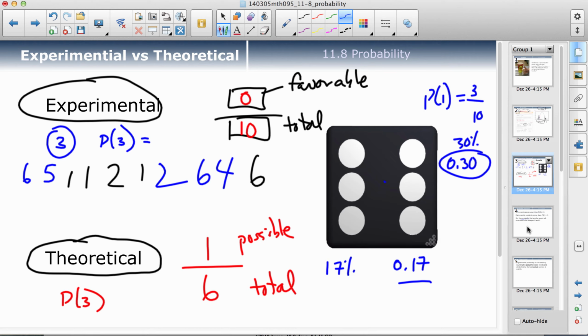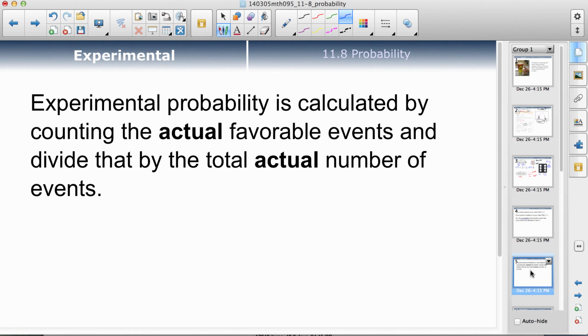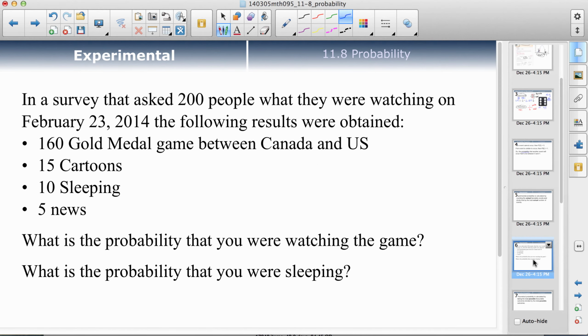Okay, you're getting the idea then? Experimental is actual things that happen. Theoretical are ones that possibly could happen. Here's some examples. We talked about that. Here's an example.